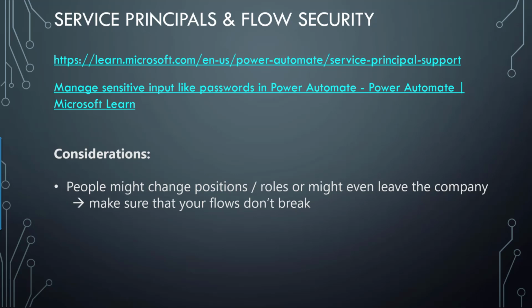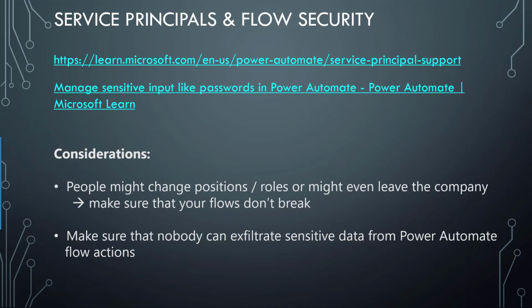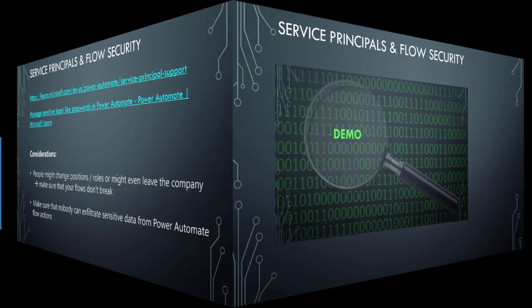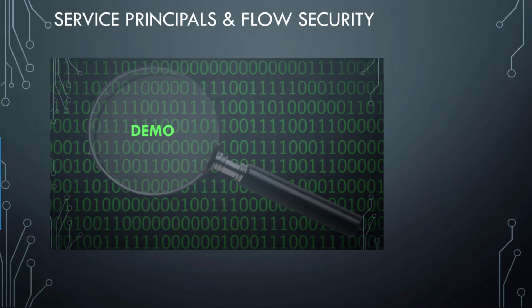First of all, people that change positions or roles, they might leave the company, and if they created some kind of flows or automations, how can you make sure that your flows don't break? Second question is, how can you make sure that nobody can exfiltrate sensitive data from Power Automate flow actions? And of course, that's something I want to show you directly in my demo environment.